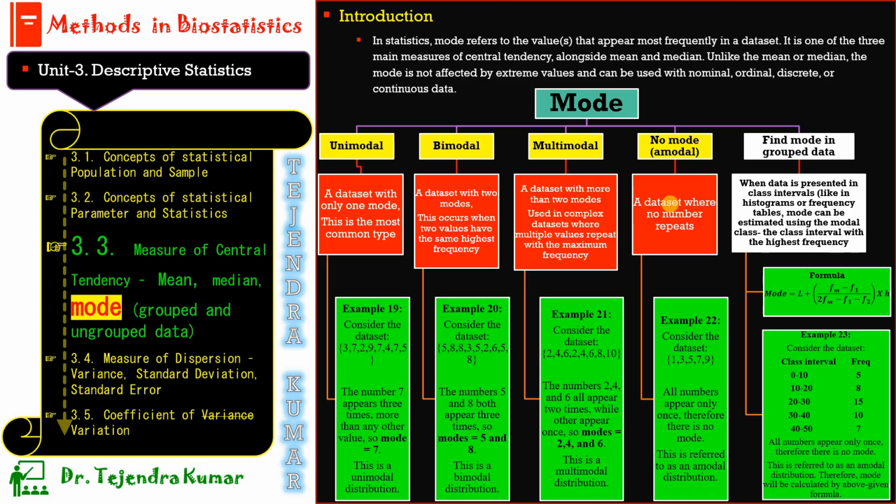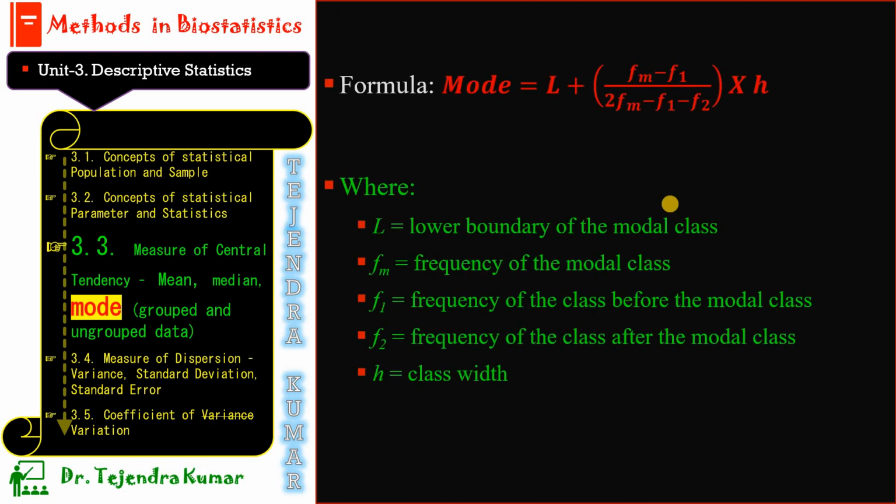Okay. Example is, consider the data set. Here are the class intervals 0 to 10, 10 to 20, 20 to 30, 30 to 40, 40 to 50, and the frequency is given beside them. In this type of data, where class intervals and grouped data are given, mode will be calculated by the above given formula. So we will apply this mode formula. Okay.